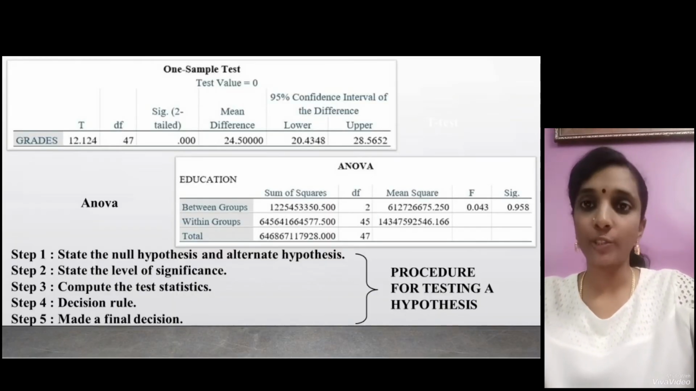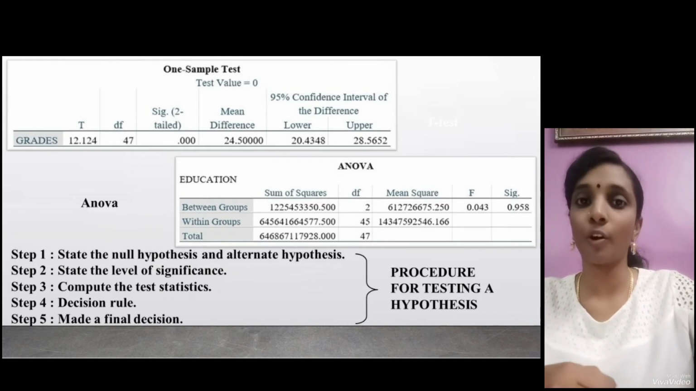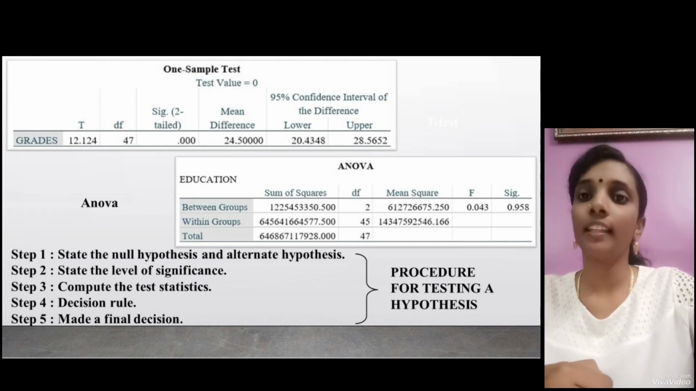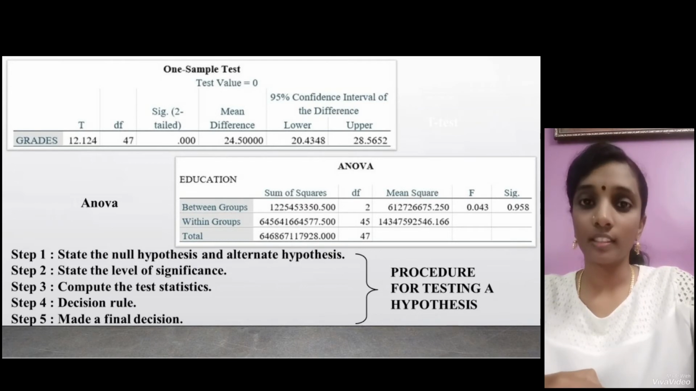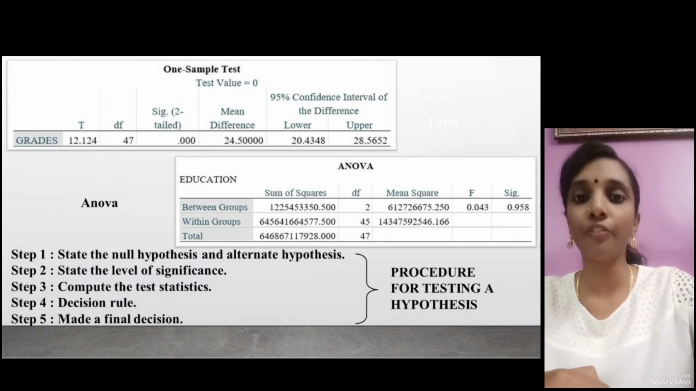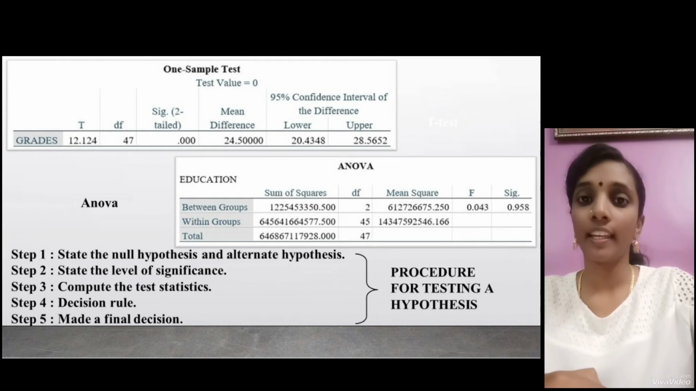The ANOVA and t-test are used to test hypotheses. Both tests have 5 major steps. The first step of both tests is stating the null hypothesis and alternate hypothesis. The null hypothesis is the means are the same, while the alternate hypothesis is the means are not the same. The second step is stating the significance level, which is 0.05 for ANOVA and 0.025 for t-test, as the t-test is a two-tailed test. In step 3, we compute the t-test and f-test for ANOVA.